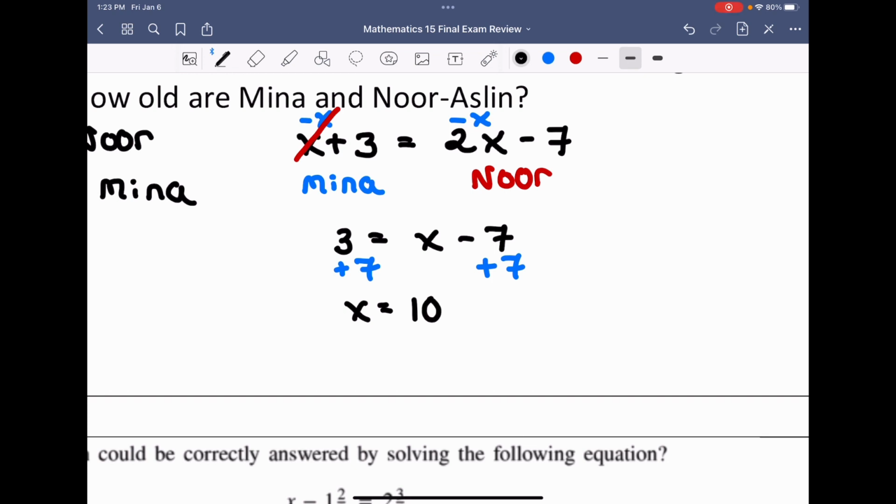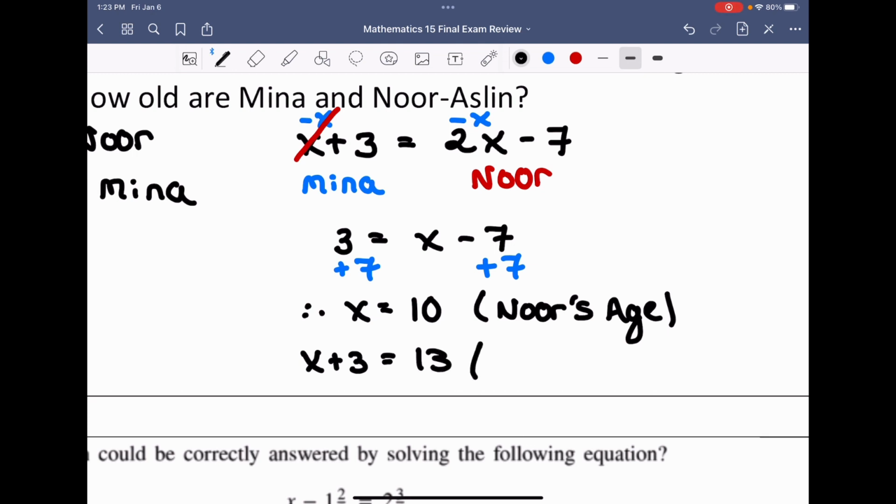Well, what is this 10 symbolizing? It's symbolizing Noor's age. So I'll put Noor's age in brackets. What is Mina's age? Mina's age, therefore, is equal to x plus 3. And if x is 10, then 10 plus 3 is 13. And this is equal to Mina's age.